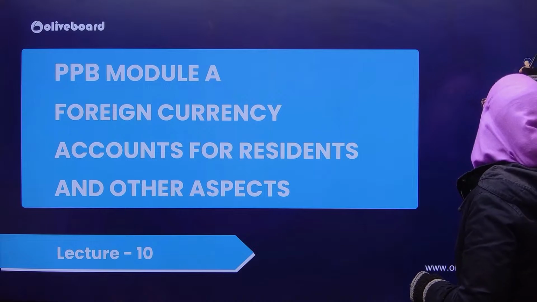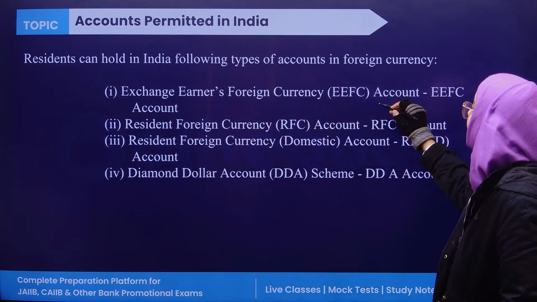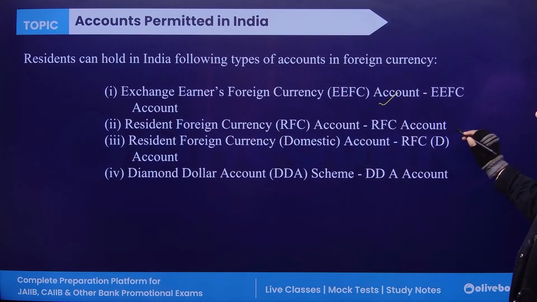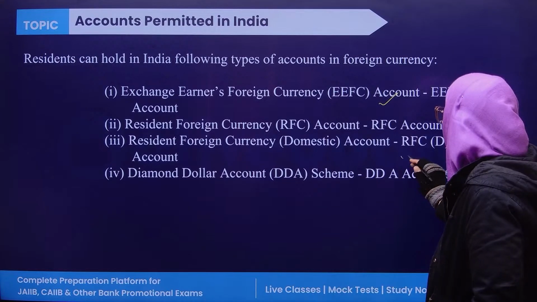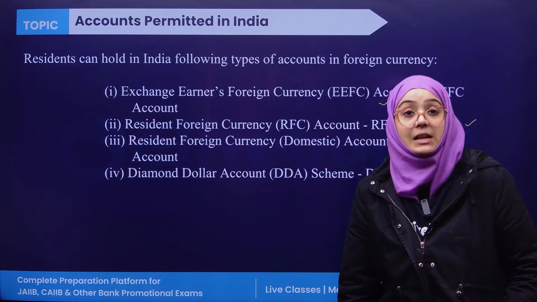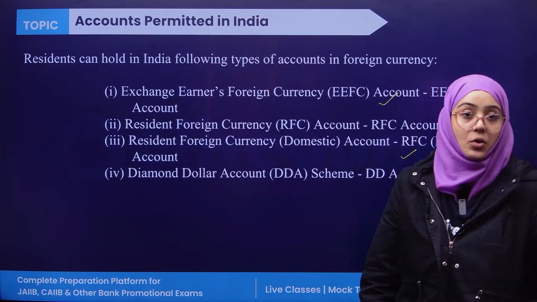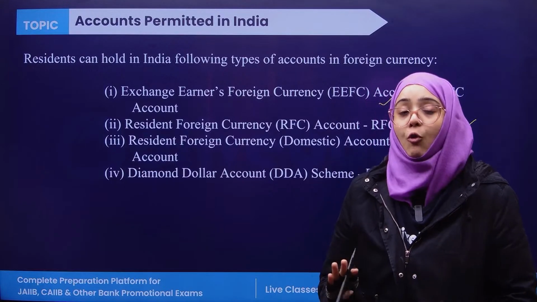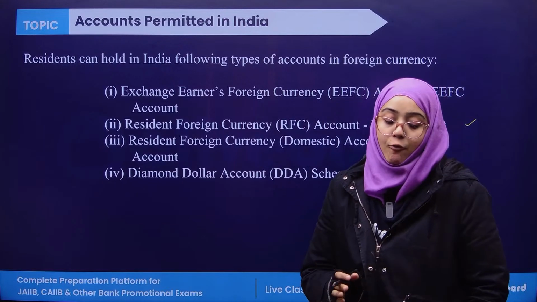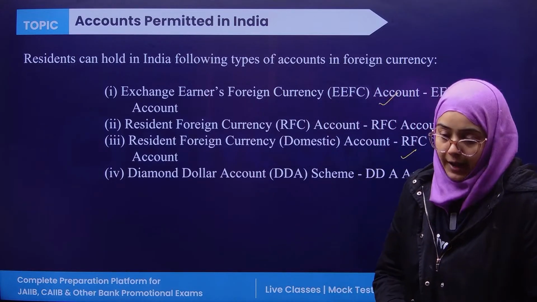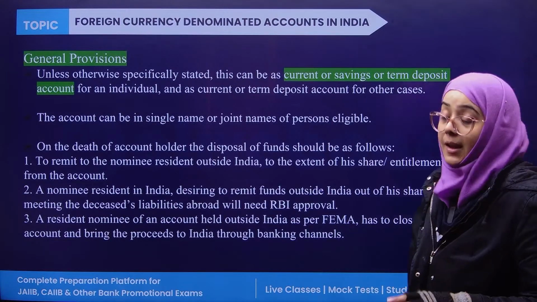The different types of accounts we are going to discuss in this chapter are the Exchange Earner Foreign Currency account, that is the EEFC account, the RFC, Resident Foreign Currency account, the RFCD, Resident Foreign Currency Domestic account, and the Diamond Dollar account, that is the DD account. These are the four different types of accounts that have been offered to resident Indians if they want to hold any foreign currency account. So let's start with the very first account, known as the EEFC account.